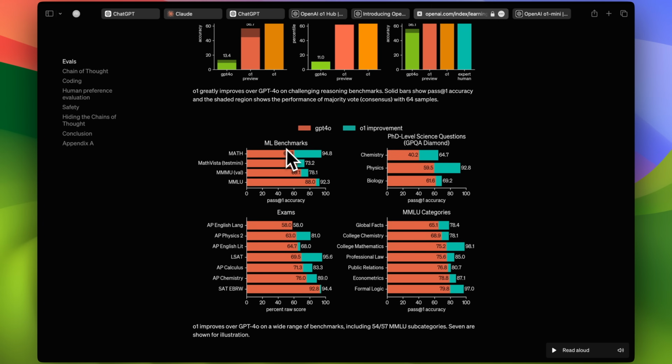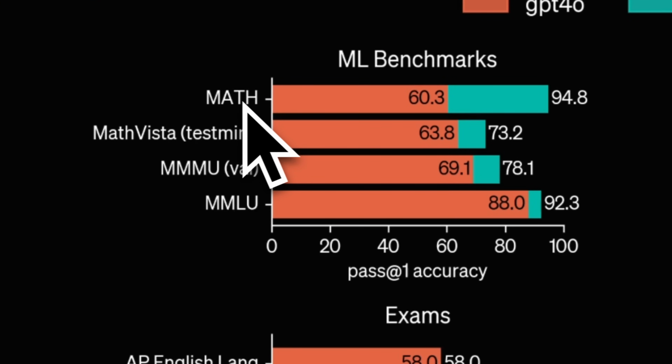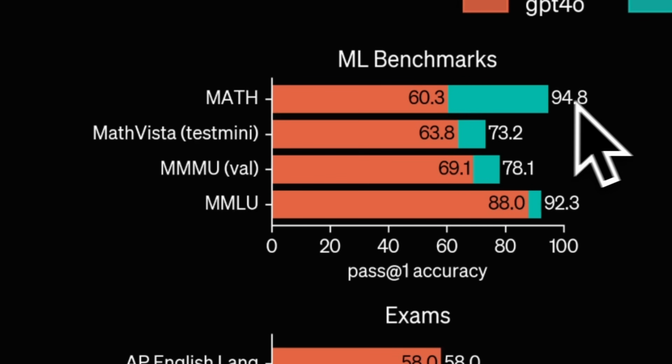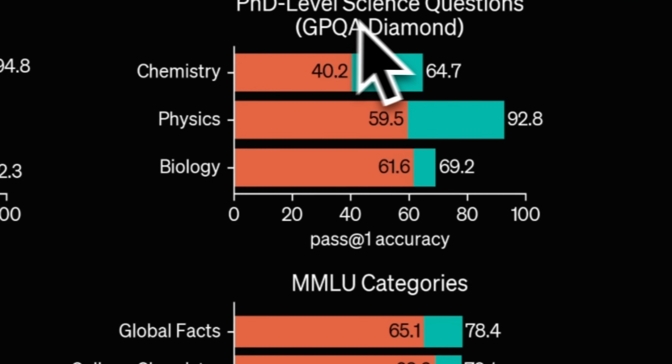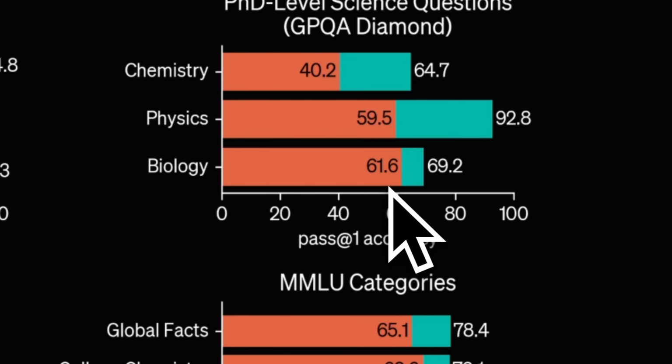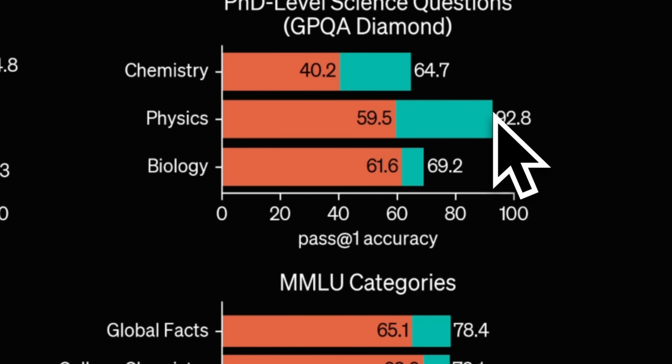When it comes to machine learning benchmarks, in math benchmarks, the improvement is very significant, moving up to 94 compared to 60. Same is with MathVista, MMLU, and so on. When it comes to PhD level science questions, you can see the greatest difference is in physics, where you have to use math up to some extent and better reasoning. So the greatest performance bump is in math, then chemistry, then biology.